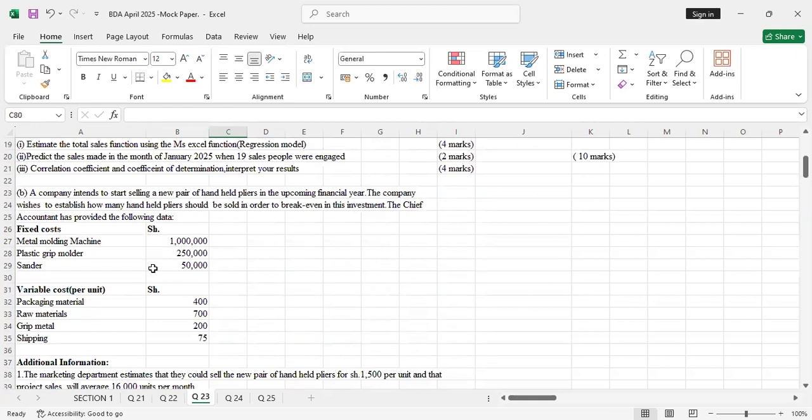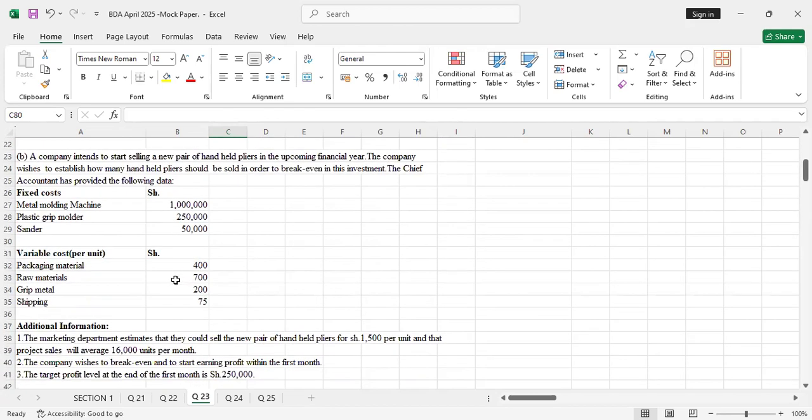A company intends to start selling a new pair of handheld pliers in the upcoming financial year. The company wishes to establish how many handheld pliers should be sold in order to break even in this investment. So the chief accountant has provided the following data. We have fixed costs: for the metal molding machine, a million; plastic grip molder, 250,000; sander, 50,000.